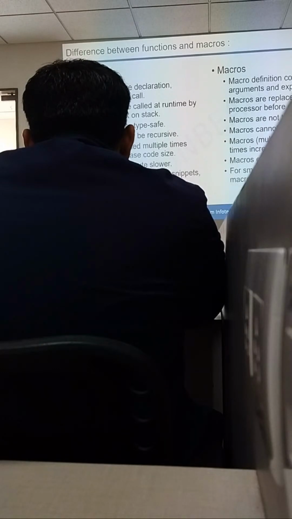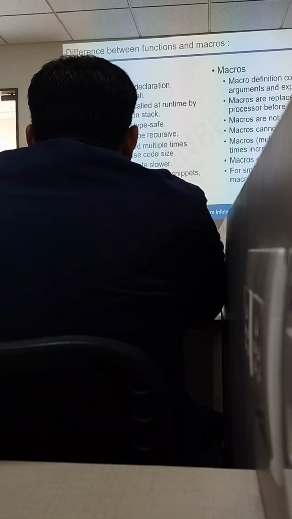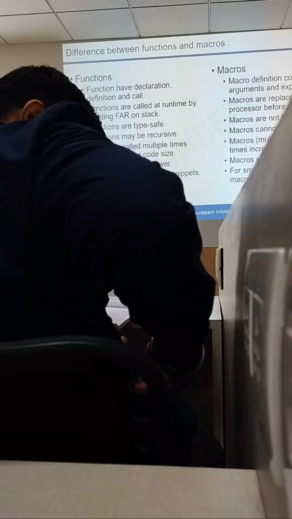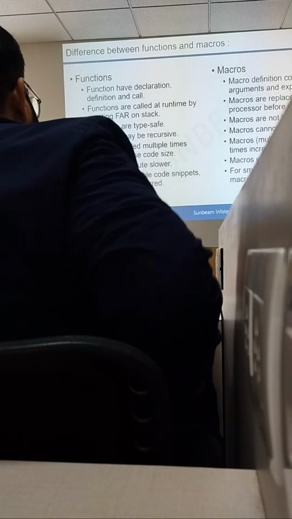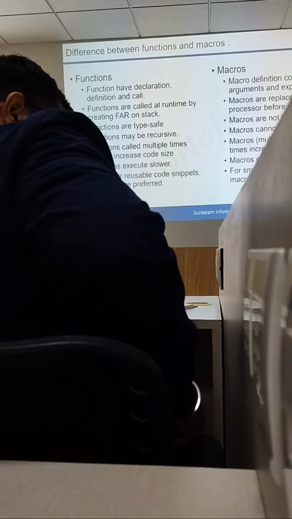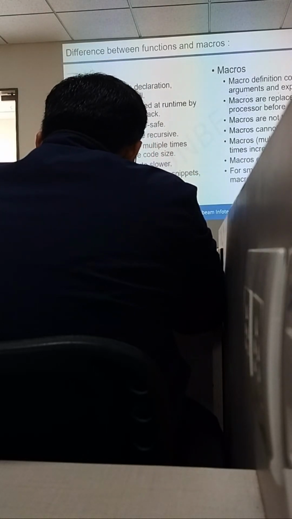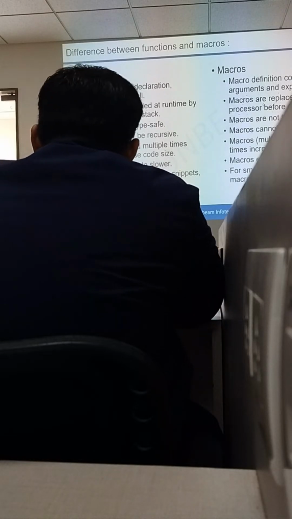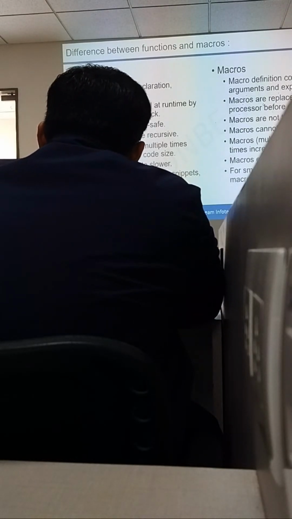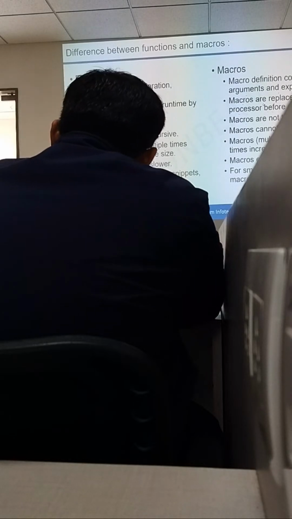That's it. Now we'll understand the limitation, rather the difference, of macro and function. Function has declaration, definition and call. Macro definition contains macro arguments and expansion code. Functions are called at runtime by creating variables on the stack. Macros are replaced blindly by the preprocessor before compilation. So this is the significance here. Functions are type safe, macros are not type safe.